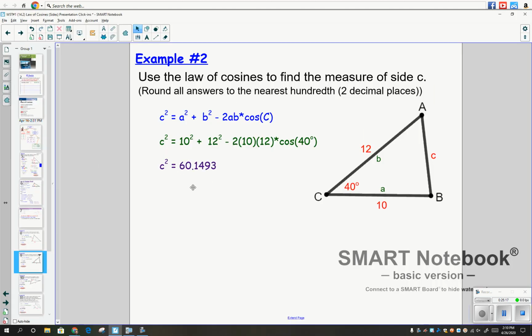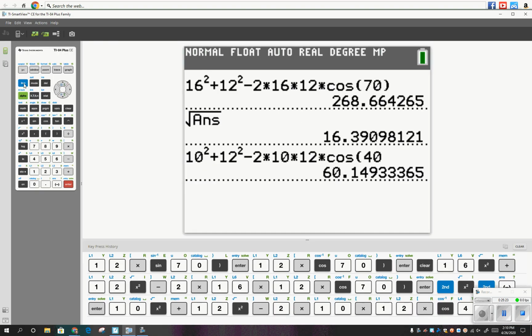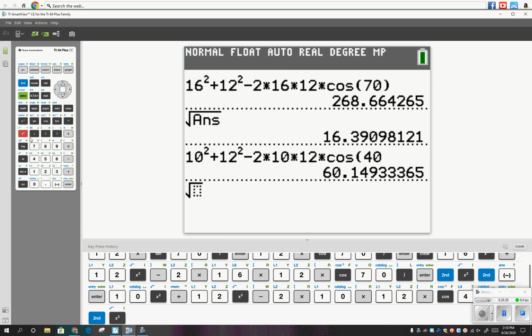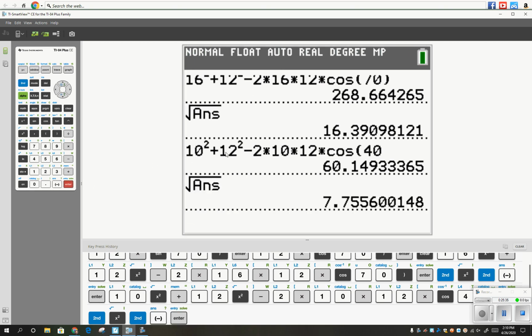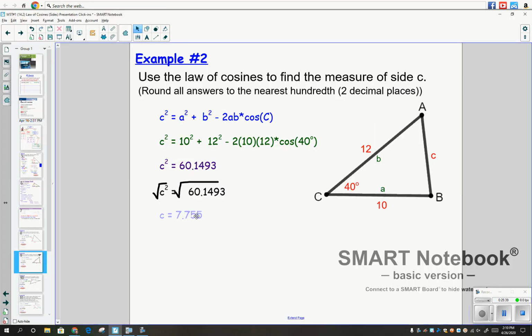How do I solve for C? Square root. Now I don't want to round until the end, so I'm going to do square root. I'm going to use the second answer, which is the negative key, ANS. It's going to take the entire number for me, and I end up with 7.755. Round that to the nearest hundredth, 2 decimal places, is 7.76.